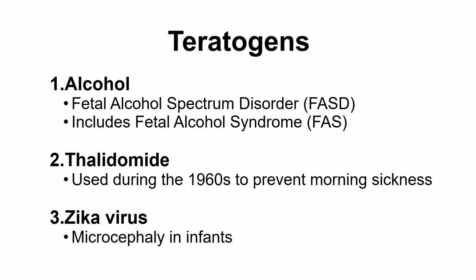The big example that you'll usually see talked about is thalidomide. And this was a drug that was used in the 1960s to prevent morning sickness. I first learned about thalidomide actually in an organic chemistry class because we were talking about chirality. And this information is not important to this class.